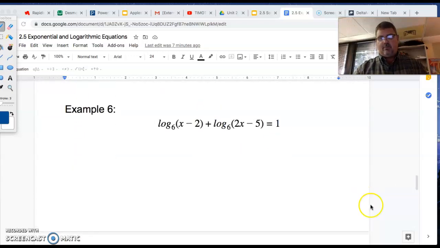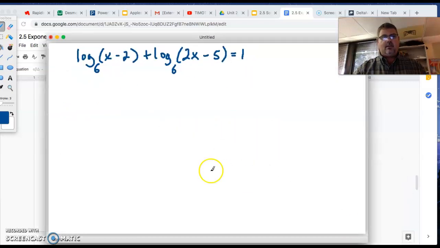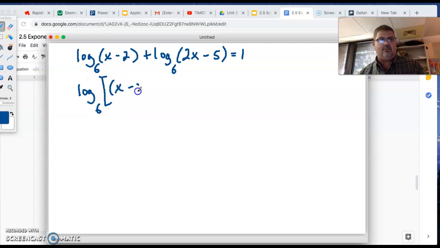Alright, so I've already written it on the tablet, and as you might guess, we need to condense the logarithms on the left side of this equation. And that is a sum, so we're going to make this into a product inside the argument. So we're going to write it as log base 6 of x minus 2 times 2x minus 5, and that's equal to 1.